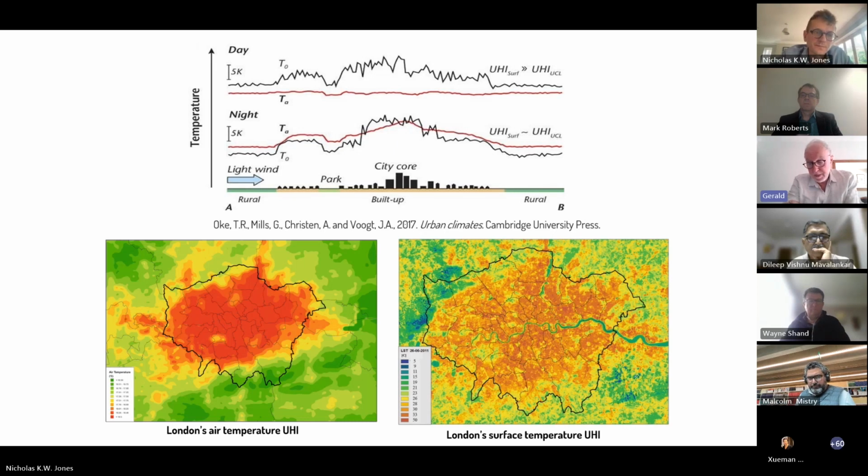It is the classic urban heat island and has been measured for more than 200 years. So 200 years, think about it. That means we must know a great deal about what causes it and how it comes about.